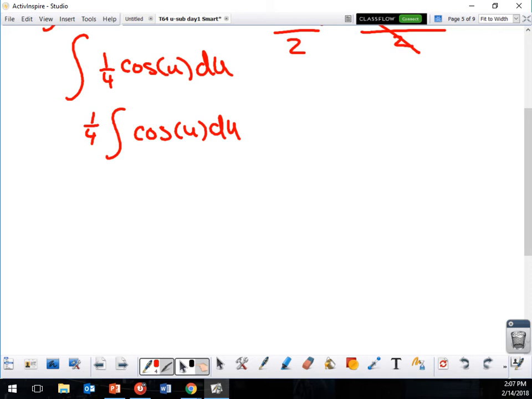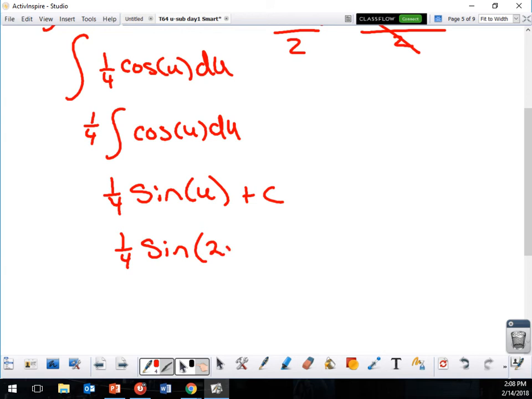All right, so integration of cosine. Remember, backwards on the wheel. It's going to give me a positive sine, right? So this is going to be 1/4 positive sine of u plus c. Now we just plug and chug. Sine of 2x. So 1/4 sine of 2x plus c.